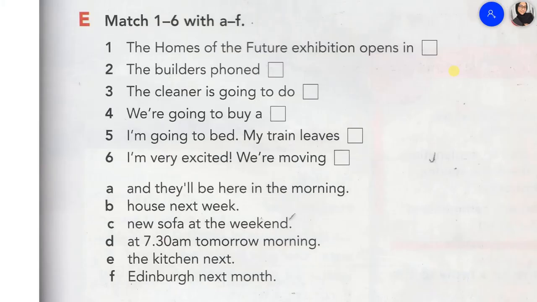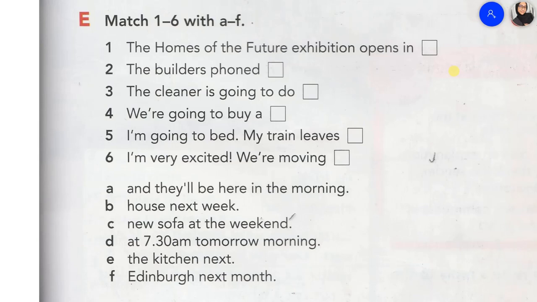Okay. Enough explanation. Let's look at the exercises. Task E, F and G. Okay, let's start with task E. You need to match sentences 1 until 6 with sentences A until F. Basically, it's a continuation, the continuation of the sentence.